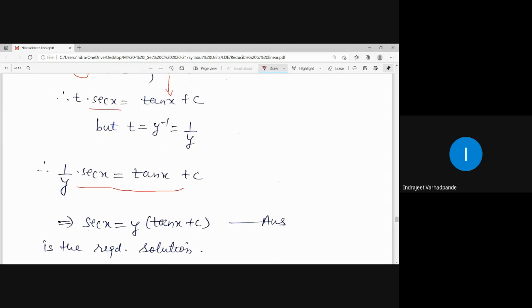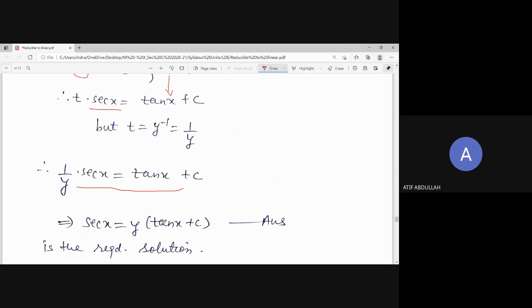Right? Is this clear? Note down everybody the solution. I hope it is clear to all.